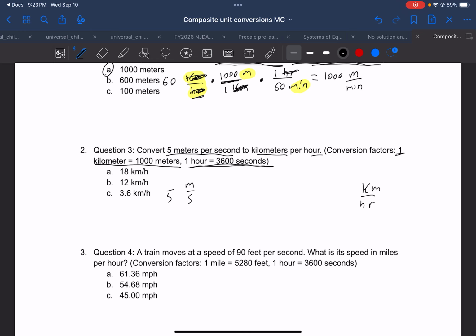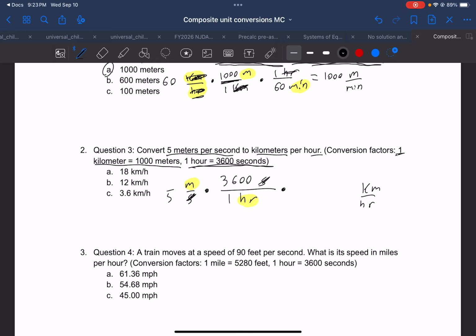So to convert the seconds into hours, since seconds is in my original unit, on the bottom, in order to get it to cancel, we need to put it on the top. 3,600 seconds is equivalent to 1 hour. Seconds and seconds would cancel. And now at this point, my unit would be in meters per hour, which is halfway there because I want it to be in kilometers per hour.